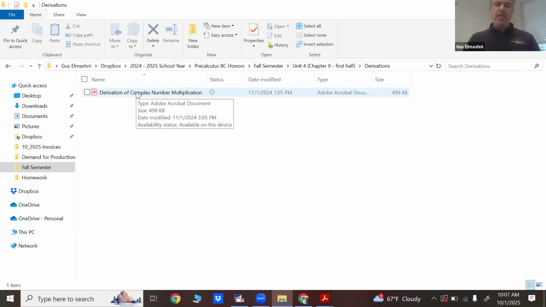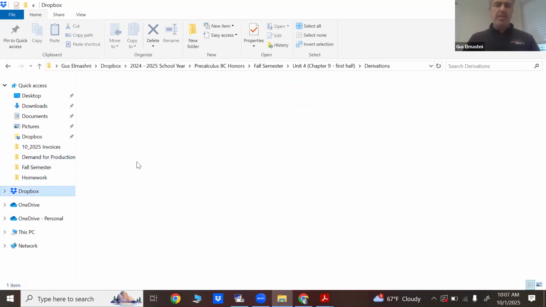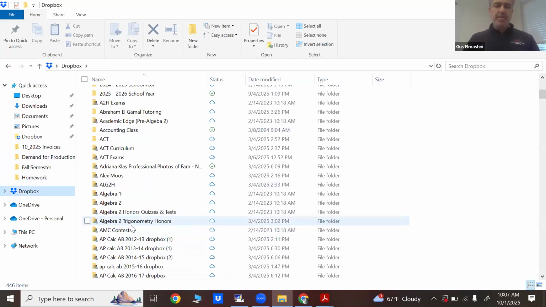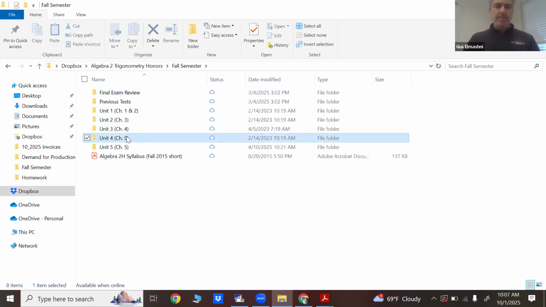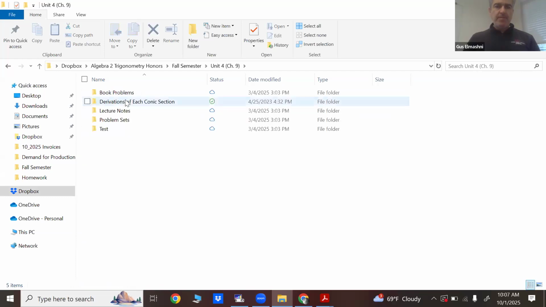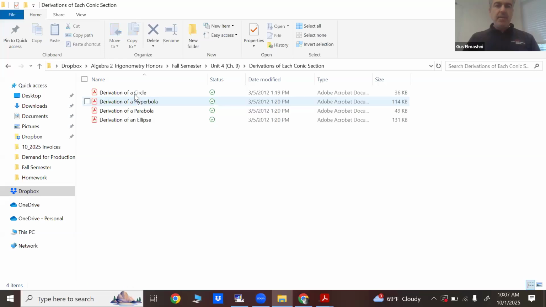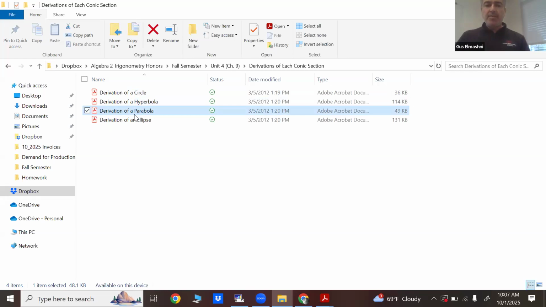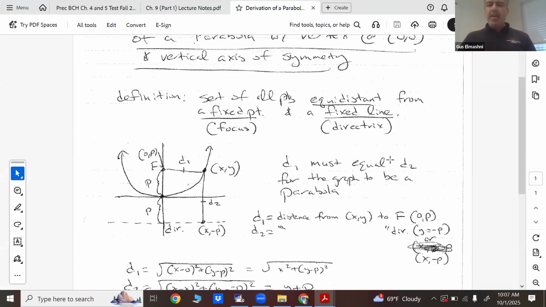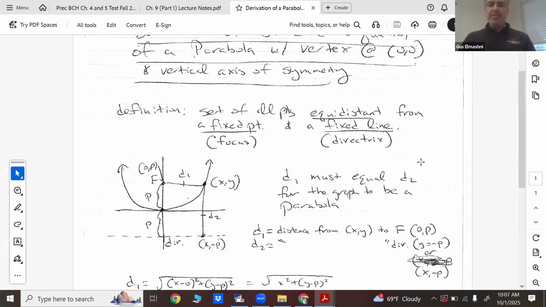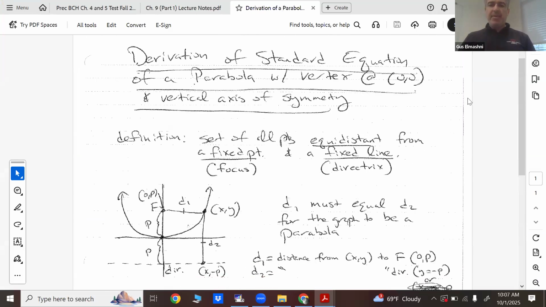These derivations I will, oh, wait, it's going to be in my Algebra 2 Honors folder. Hold on a sec. There we go. Circle we already talked about. I'll post these to the school site just so you have access to them. You won't be asked to do this on a test, it's just good to know. And if you can read my chicken scratch handwriting.